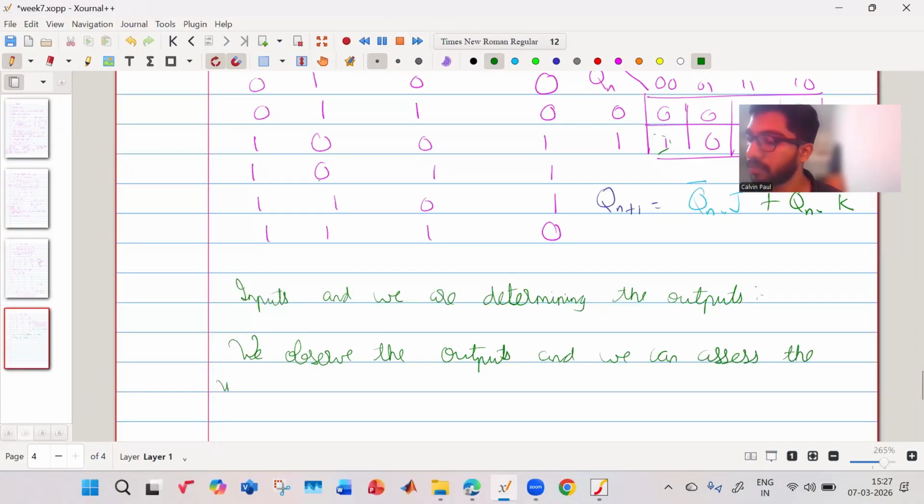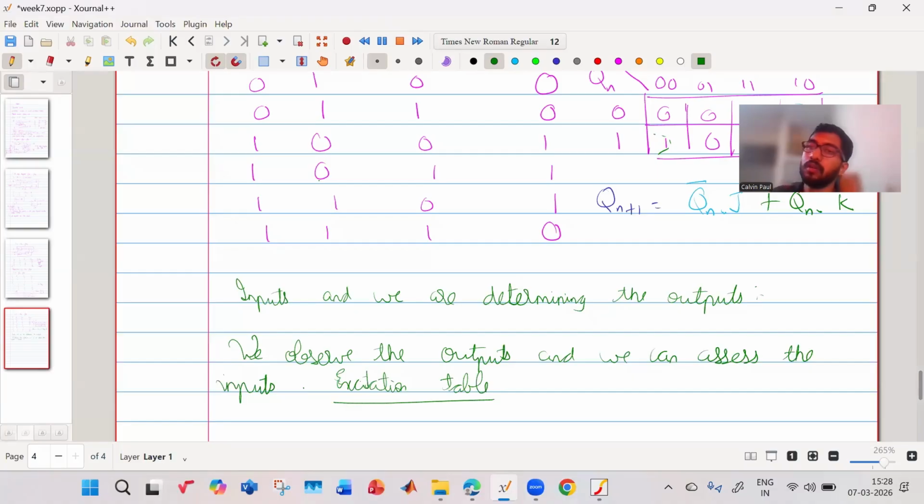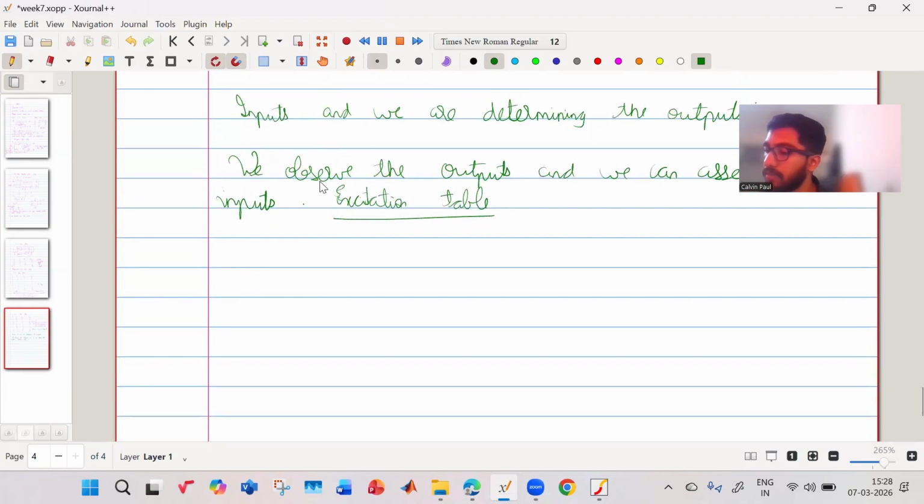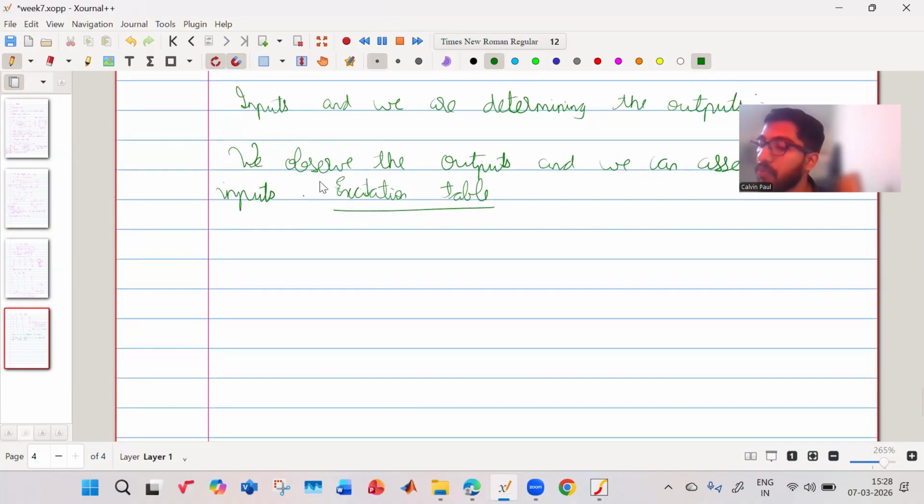Like what would have been the input? What could have been the possible input? What is the next possible input? What was the change in the input? Or has the input remained same? Or has the output remained same? All that. So that is known as an excitation table. Excitation table is what is used. Okay. So how do we write the excitation table? Let us look at the JK flip-flop.